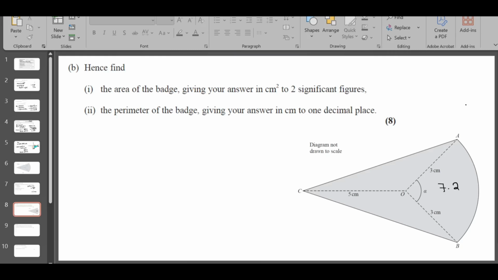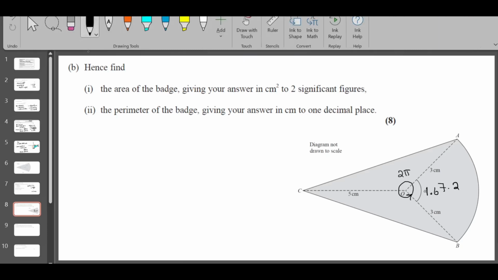Now we know alpha is 1.6 and we know angle around the point is 360 degrees or 2 pi radians, right? So what would be the angle AOC? AOC will be 2 pi minus 1.6 divided by 2, right? These two angles are same, right? Let's say theta and theta. So 2 theta plus 1.6 is equal to 2 pi. So theta is this. That's the angle.